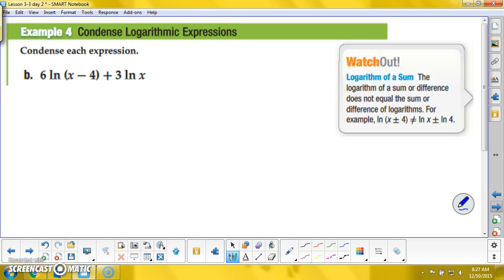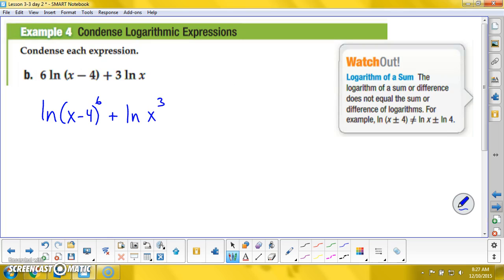Part B. Now there's a watch out here. It says the logarithm of a sum or difference does not equal the sum or difference of logarithms. For example, the natural log of x plus 4 does not equal the natural log of x plus the natural log of 4. That's a mistake that a lot of people make. So when we're condensing this problem, we take the coefficient, the 6, and we make it an exponent. Same thing with the 3.